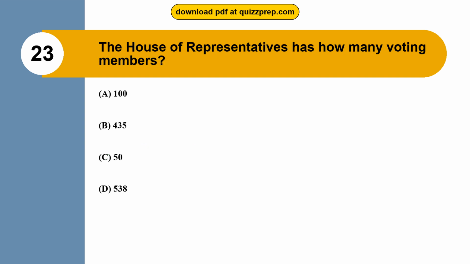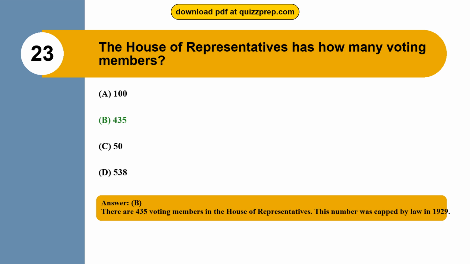Question 23. The House of Representatives has how many voting members? Option A. 100. Option B. 435. Option C. 50. Option D. 538. The correct answer is option B. 435. There are 435 voting members in the House of Representatives. This number was capped by law in 1929.